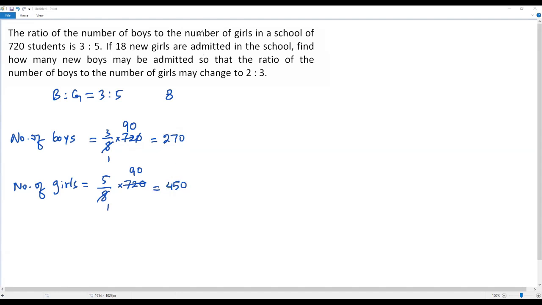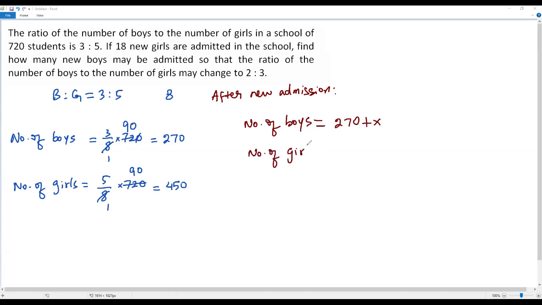Now let me work out the situation after the new admission. After new admission, the number of boys equals... we already have 270 boys. How many new boys are admitted? That's what we have to find, the target of the question. Since we have to find the number of new boys admitted, we can assign a variable. I assume x as the number of new boys admitted. After x new boys are admitted, the new strength of boys in the school is 270 + x.